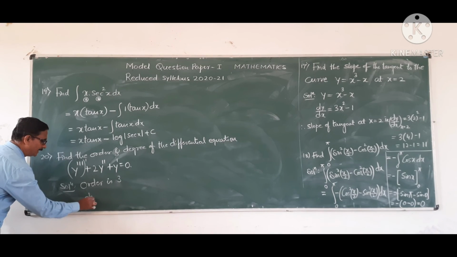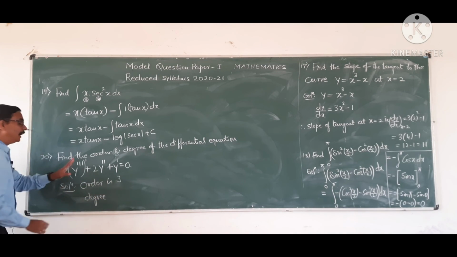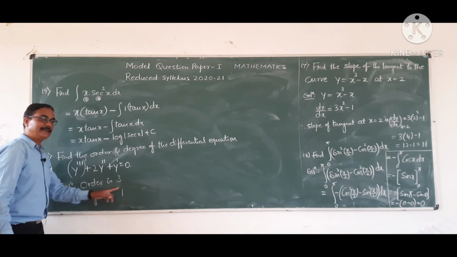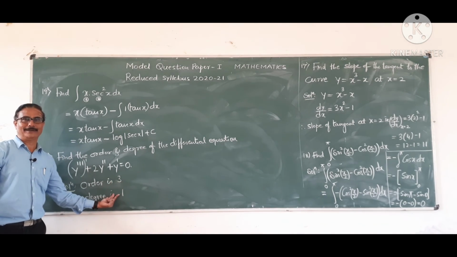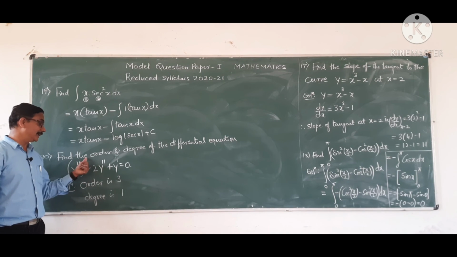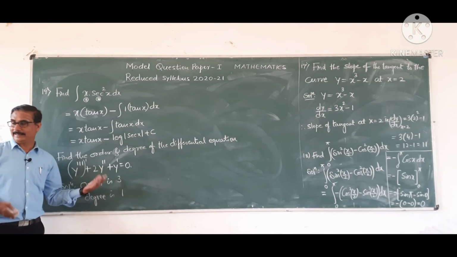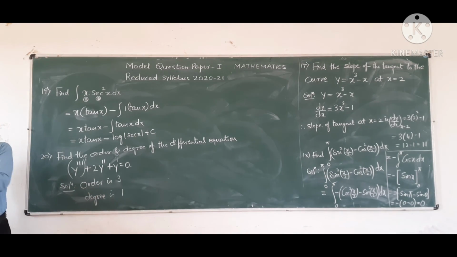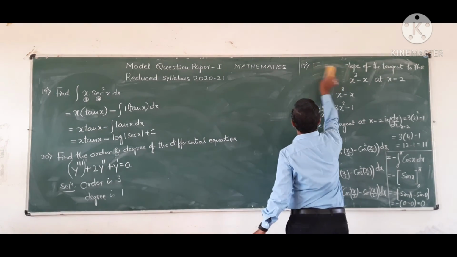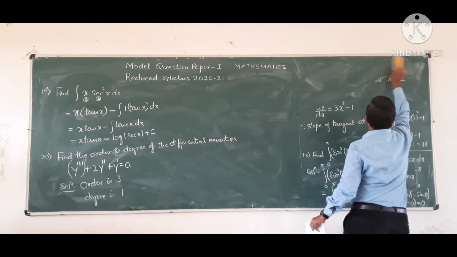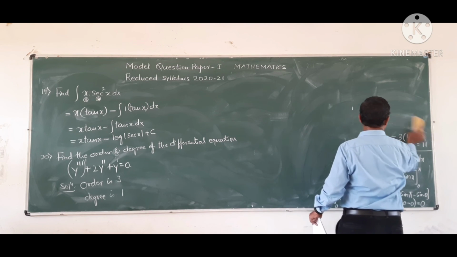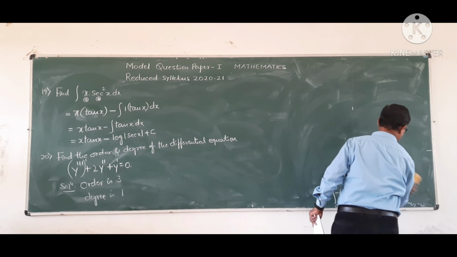So the degree: the index of the highest order derivative, how much is it here? 1. So order is 3, degree is 1. 1 mark for this, 1 mark for this. Very simple question. Order is 3, degree, the power of the highest order derivative, is 1. So the degree of the differential equation is the degree of the highest ordered derivative. In this example, order is 3, degree is 1. Remember. Okay.